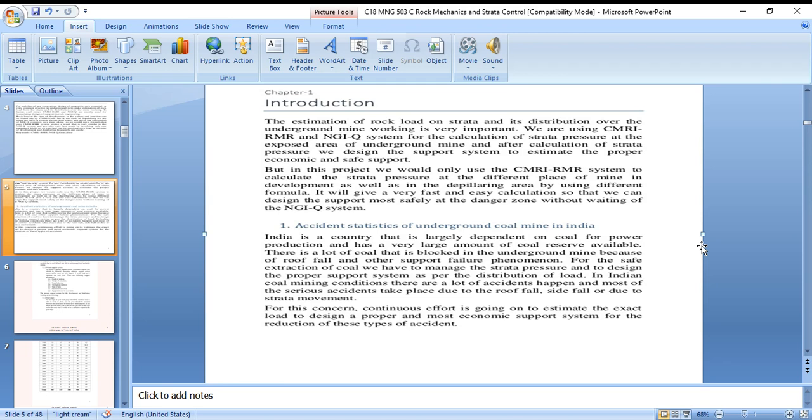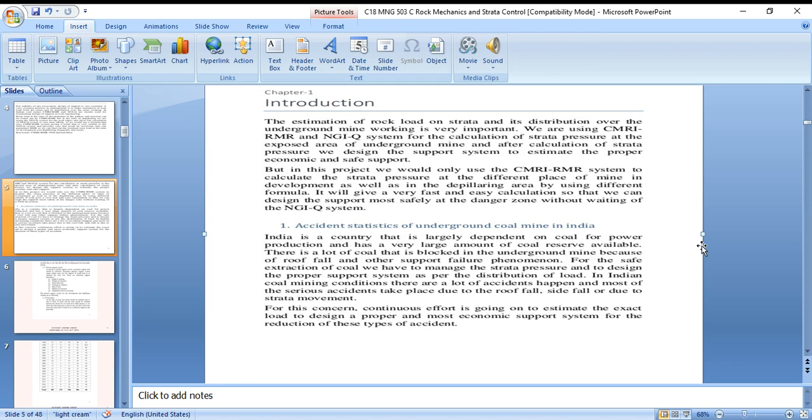Accident statistics of the underground coal mines in India. Generally, we have to know what the accidents are and how to analyze them. India is a country that largely depends on coal for power production and has a very large amount of coal resource available. There is a lot of coal that is blocked in underground mines because of roof fall and other support failure phenomena. For the safe extraction of the coal, we have to manage the strata pressure and design the proper support system as per the distribution of load.